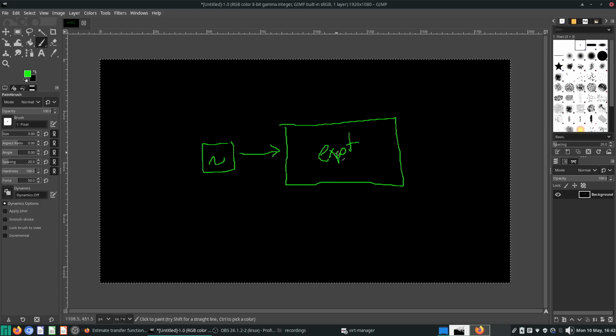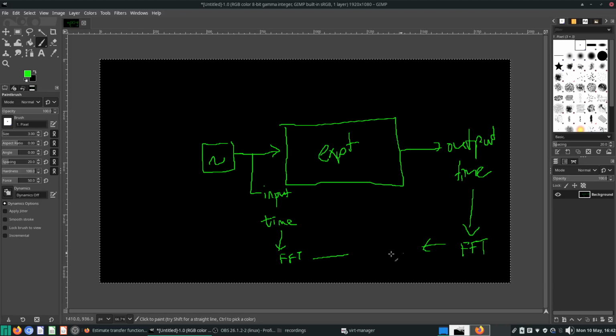So if you want to do a frequency response on this, you'll need to take note of the input signal, and then you also need to take note of the output. Both of these need to be plotted with respect to time, and then you do your FFT on both of them so that you can get frequency response data. Pardon the writing. But I hope you get what we are trying to do here.